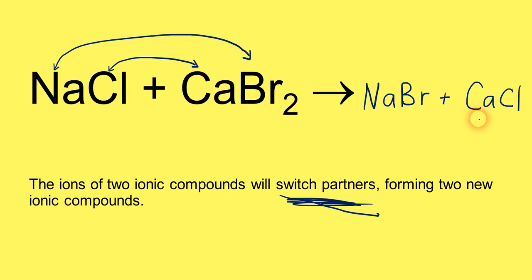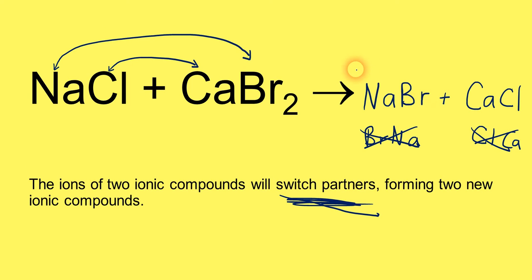Okay, we always write the metal first. And so it's NaBr, not BrNa. We don't write it like that. Okay, the metal is always written first. Likewise, it's CaCl, not ClCa. That's wrong. Now, notice that this subscript of a 2 in bromide did not travel across.